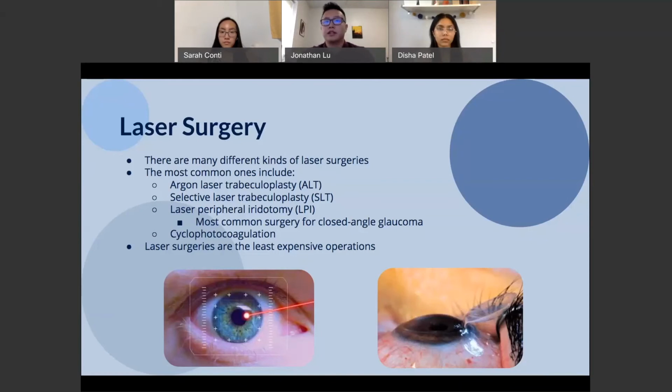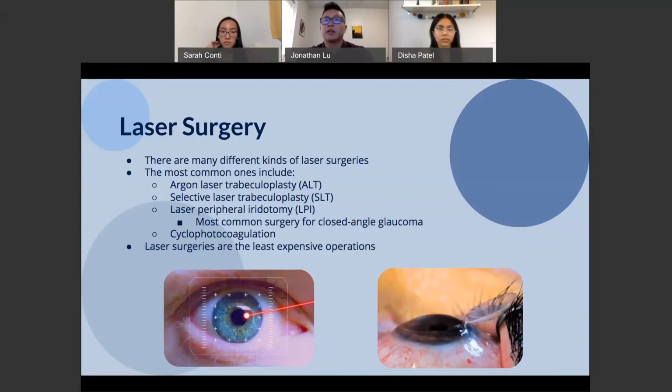SLT is done if ALT does not work. A doctor will beam a low-level laser to spots of pressure. The problem is that this is not a one-time process. A patient will repeatedly have to get SLT to maintain normal pressure. LPI is for closed-angle glaucoma patients or patients that have very thin corneas. A laser makes a hole in the iris to drain fluid and relieve pressure.